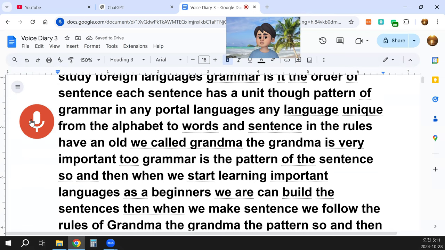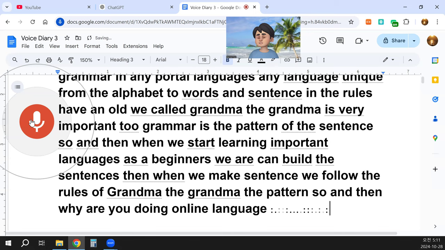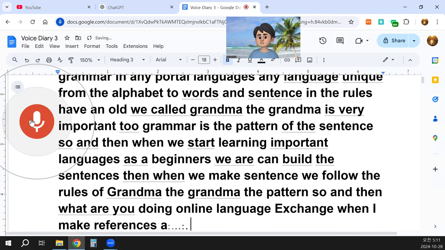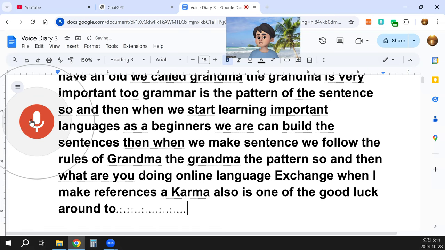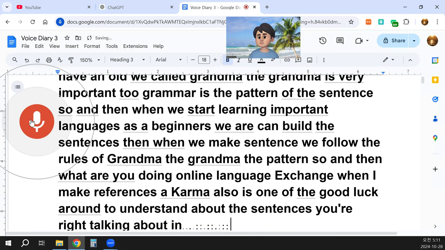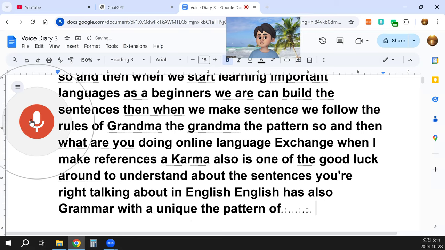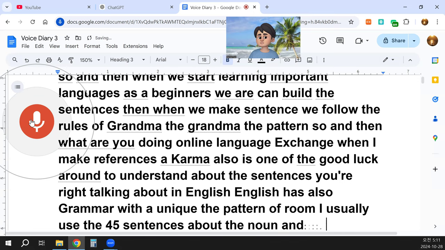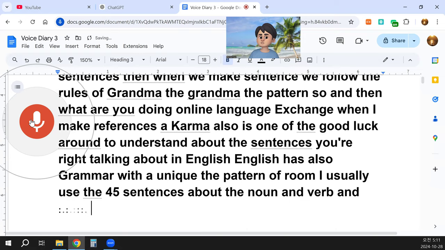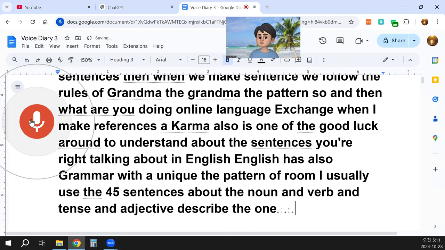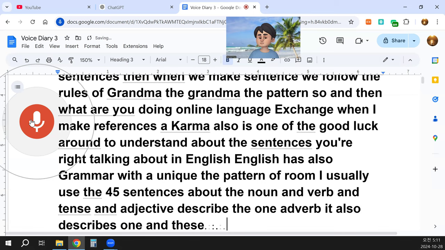While I am doing online language exchange, when I make references, grammar is also one of the good references to understand the sentence. Here I am talking about English. English also has grammar with a unique pattern. I usually use 4 to 5 sentence patterns about the noun and verb and tense, adjective, and adverb. These are the patterns of the sentence.